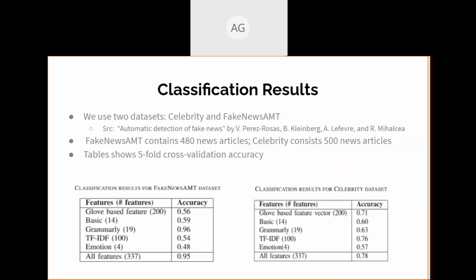Now, the tables mentioned below show the five-fold cross-validation testing accuracy. So we basically achieve an accuracy of 78% and 95% on the celebrity and Fake News AMT datasets when using all the proposed features. So it entails the fact that the proposed method predicts a high number of news articles correctly.